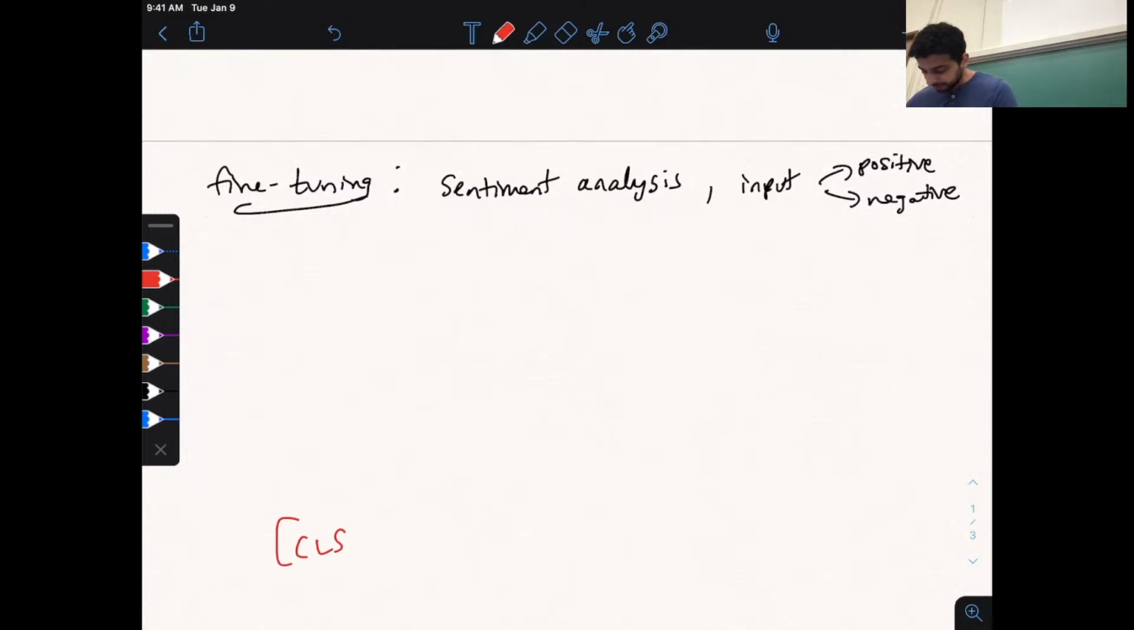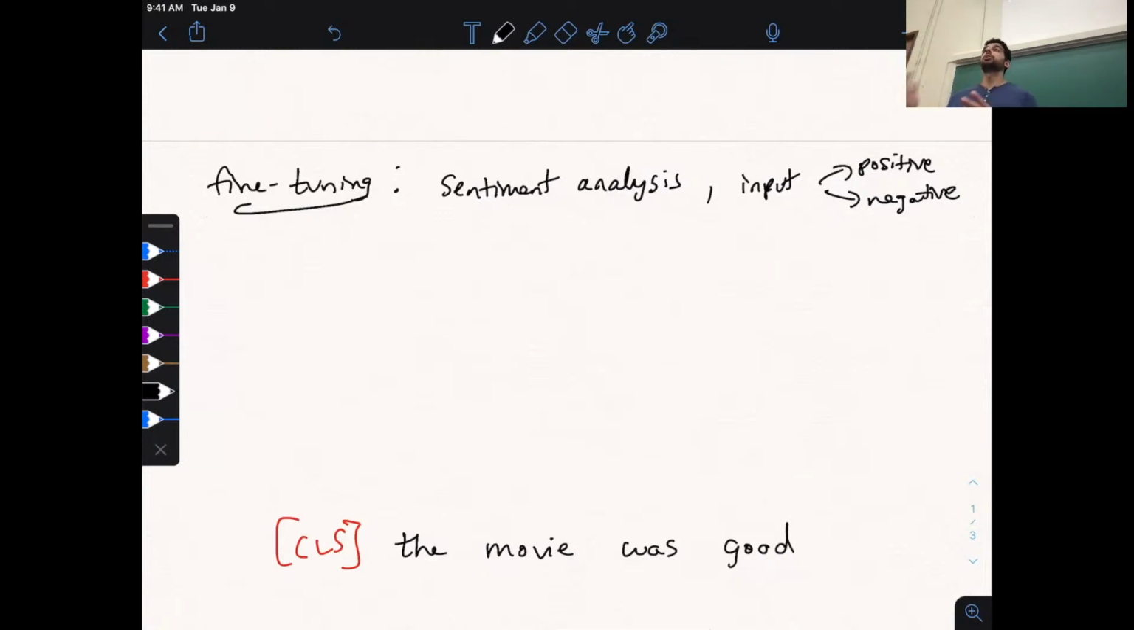So I have my CLS token, of course, and I have this sentence, the movie was good. Note, at fine-tuning time, we are no longer doing masked language modeling, right? Masked language modeling was just a vehicle by which we enabled the model to learn all of these linguistic properties about the training data that we gave it. But now we are interested in sentiment analysis. It doesn't make sense to add mask tokens to an input. What if we mask the word good, right? Then there's no way the model can predict the sentiment of the sentence.